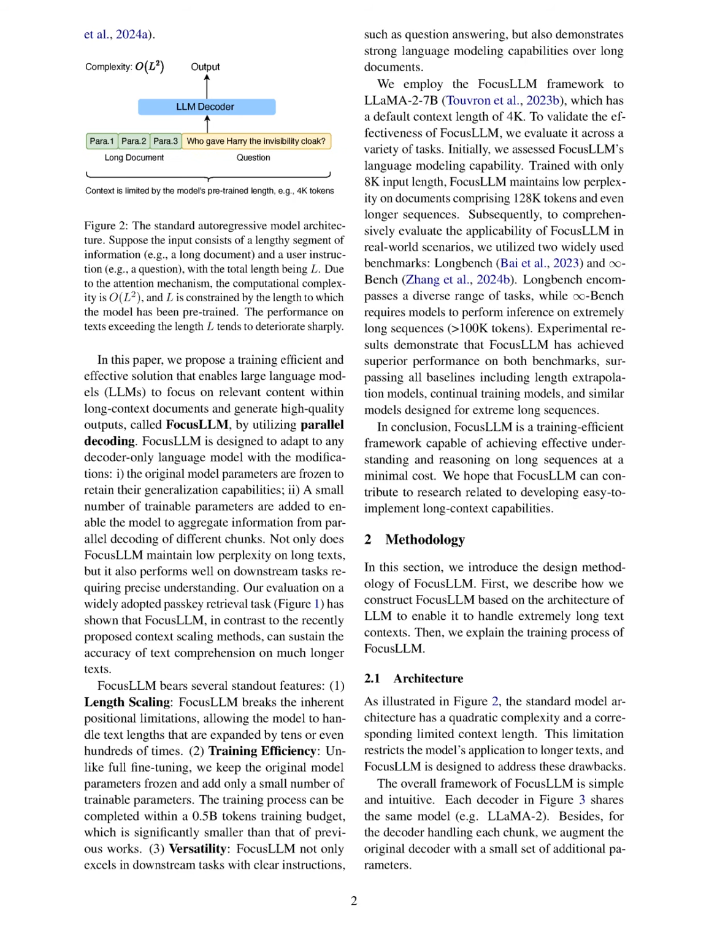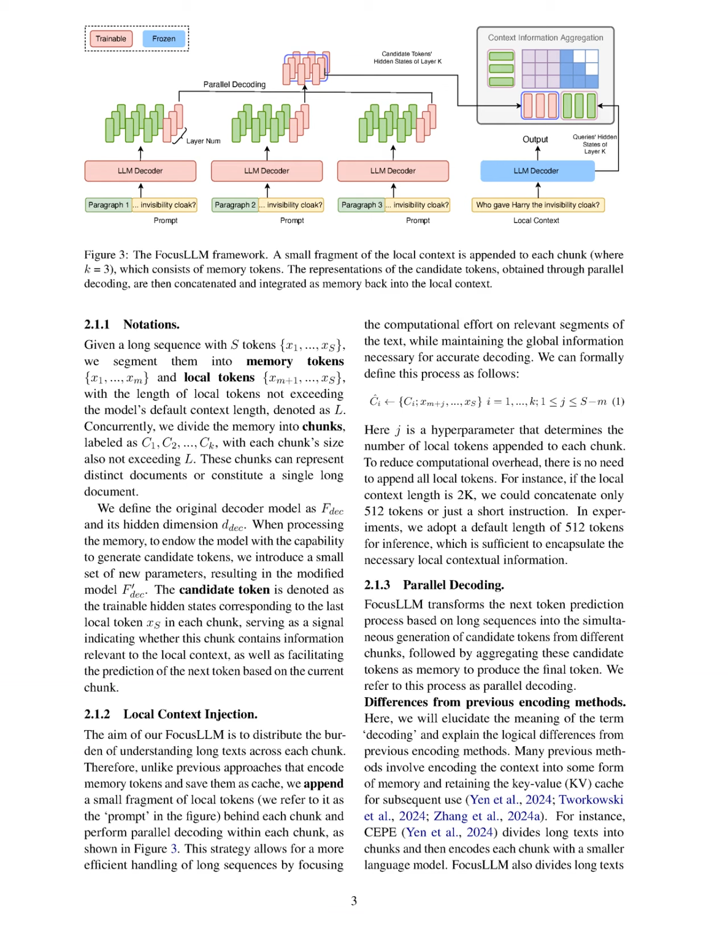The proposed FocusLLM algorithm operates through a series of innovative steps designed to enhance the processing of long context documents. First, it segments long sequences into manageable chunks, ensuring that each chunk does not exceed the model's default context length. This segmentation allows for parallel decoding, where candidate tokens are generated simultaneously from each chunk, rather than encoding the entire context into memory, which is a common limitation in previous models.